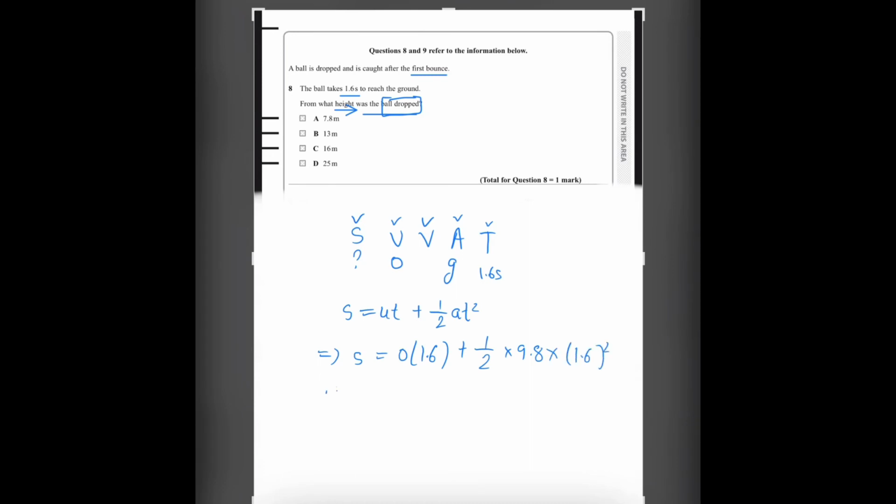So the value of s would be 12.56 meter. So 12.56 meter rounds to 13 meter. So the answer to this question is B.